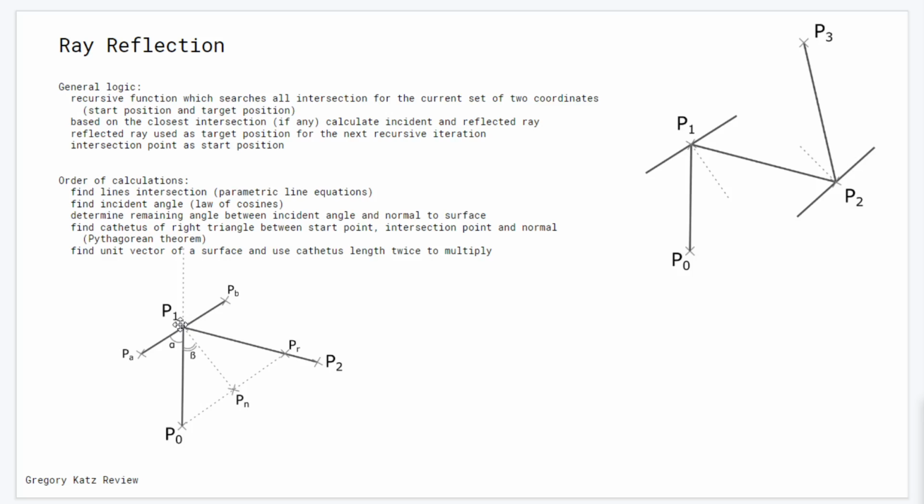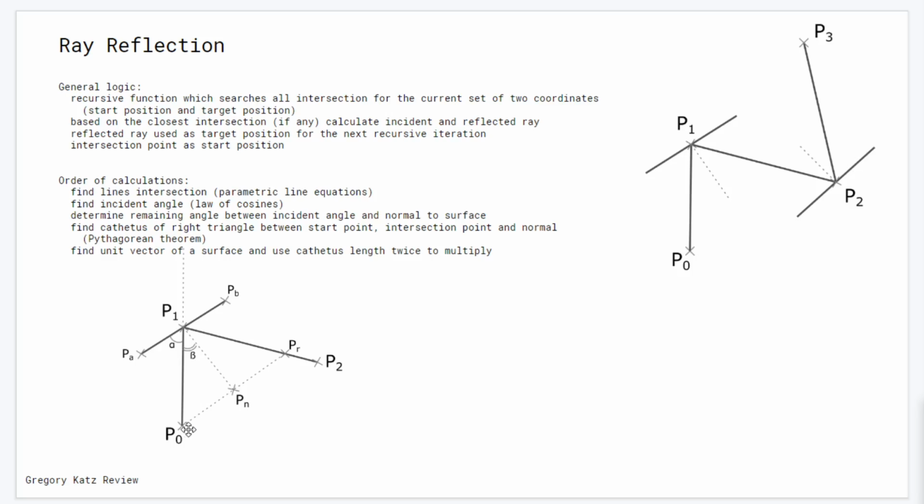So the reflection angle itself is found with the following calculations. First we find the intersection point between the surface and the ray. And once we find it, based on the law of cosines, we can determine the incident angle, which is alpha in this picture. And we know that the normal to the surface is always at 90 degrees. So if we know the incident angle, then we can calculate the angle between the normal and the ray, beta.